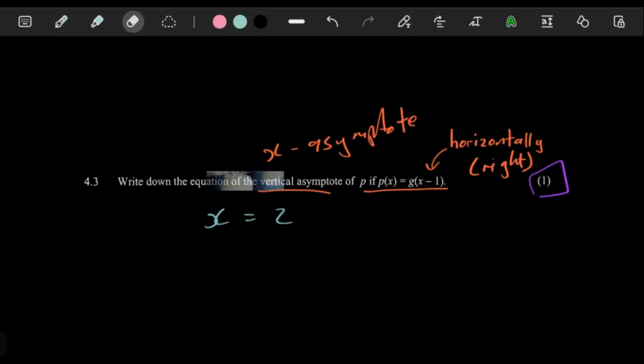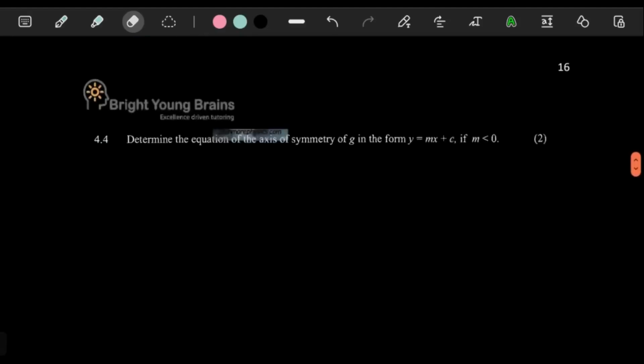It's quite straightforward. 4.4 says determine the equation of the axis of symmetry of g in the form like this.